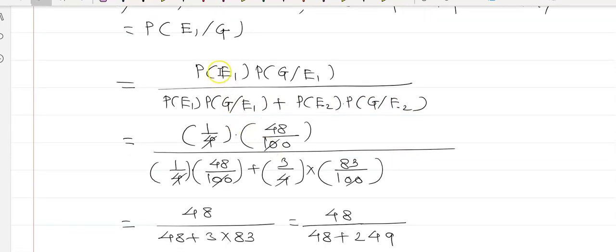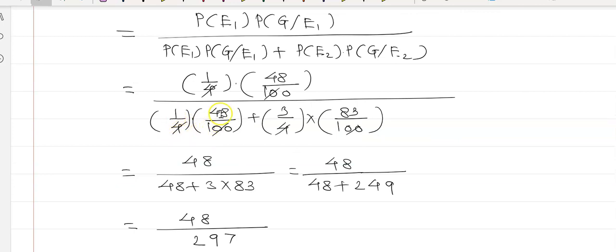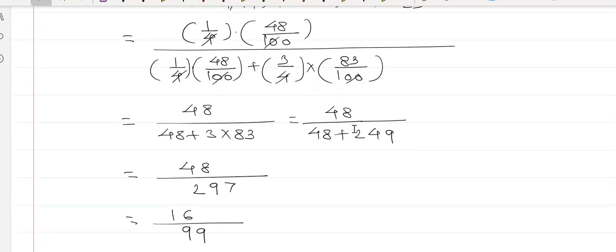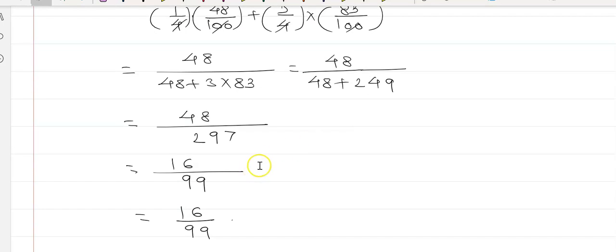Substitute the values. That is 1 by 4 into 48 upon 100, which are the graduates from the same town. The probability of E1 means 25%, which is 1 by 4. Upon 1 by 4 into 48 upon 100 and 3 by 4, which are from the neighboring town, and 83%, which are the graduates. With the calculations, you will get the answer. To understand this problem, read it a number of times. The required probability is 16 upon 99.